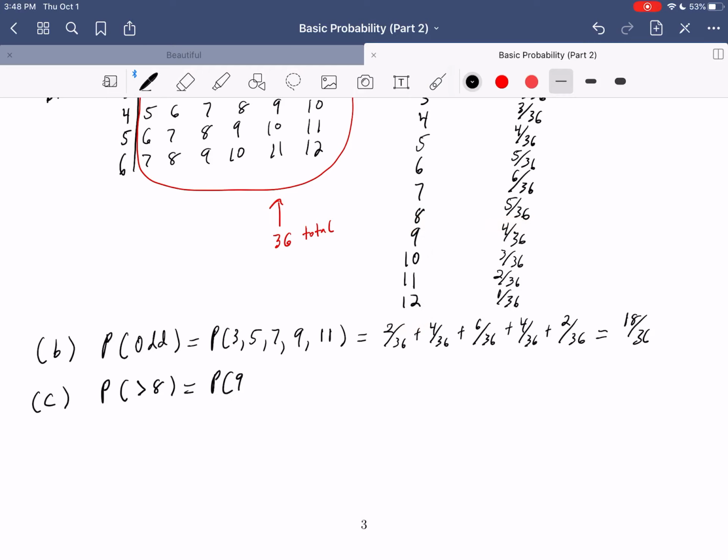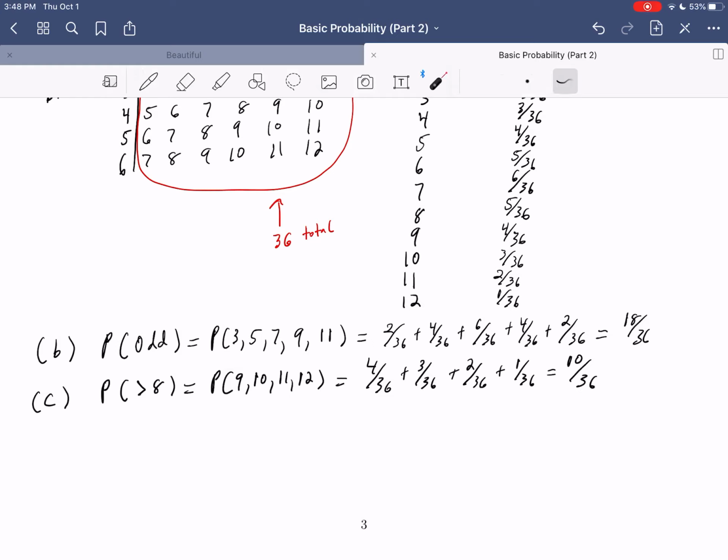So this is the same as 9, 10, 11, and 12. Their corresponding probabilities are 4 out of 36, 3 out of 36, 2 out of 36, and 1 out of 36. Adding those together: 4 and 3 is 7, 9, 10. So it's 10 out of 36. So the chance that we get a number greater than 8 is 10 out of 36.